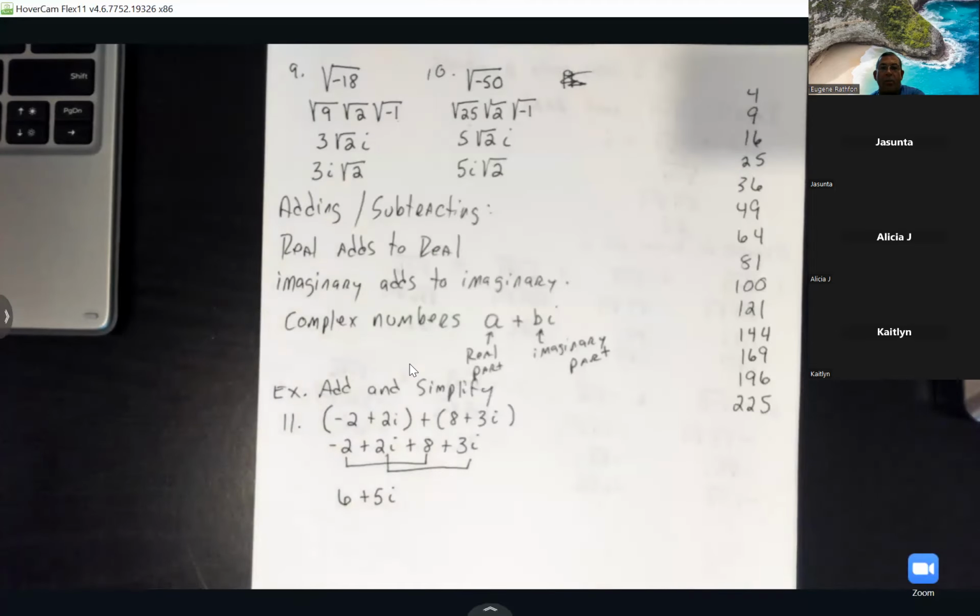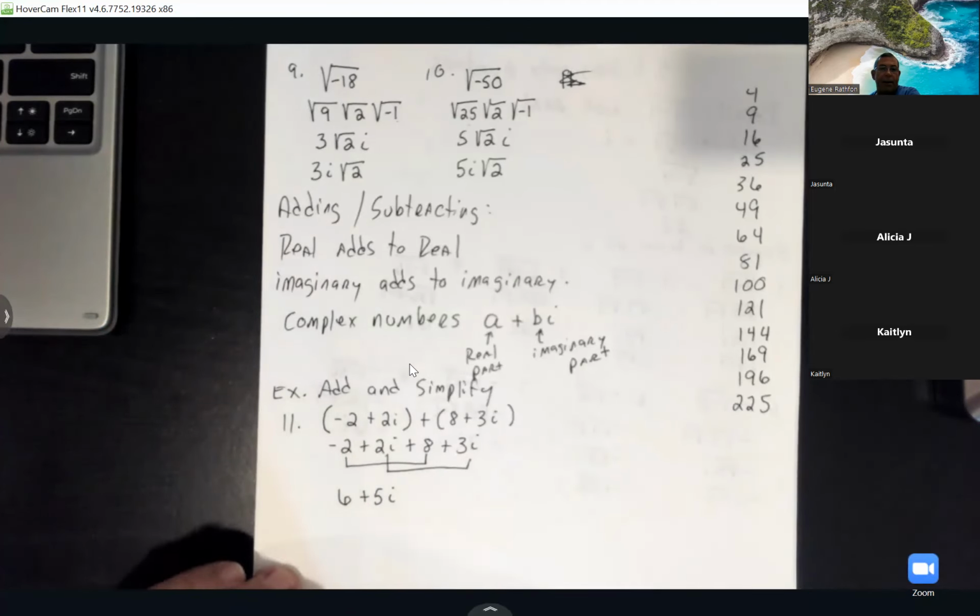So yeah, all of these operations can be done on that calculator, okay?